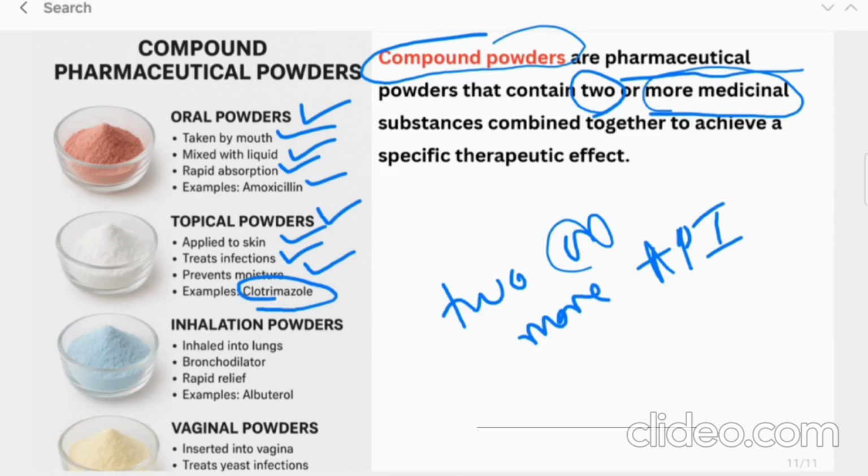Then similarly there are inhalation powders, which are inhaled into the lungs for bronchodilator purposes, to dilate the bronchioles in case of respiratory disorders. An example is albuterol. Then similarly there are vaginal powders, which are inserted into the vaginal area to treat various infections in the vagina.